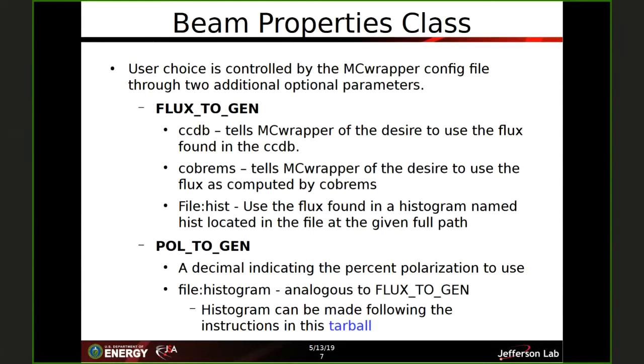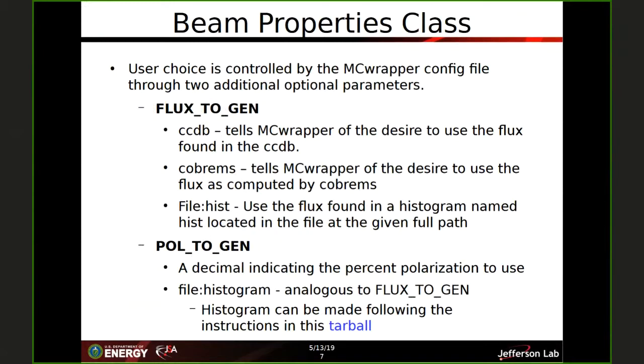There's flux to gen, which you can set to CCDB. This is actually the default. Most of the time, we want to reproduce data. We don't have a tagged flux that low, and you're doing a cross-section measurement, so you're not going to be sensitive to that part. So pull from the CCDB, but you can say, hey, flux to gen, give me the cobrams, and you'll go back to the original, as well as giving the file and histogram name. This is actually the full path to the file and the histogram name to use it, and it works for both the flux and the polarization.